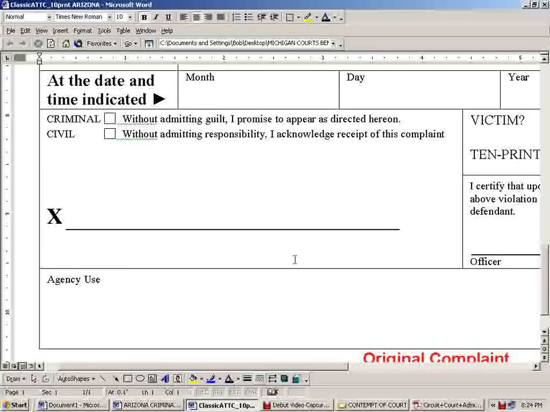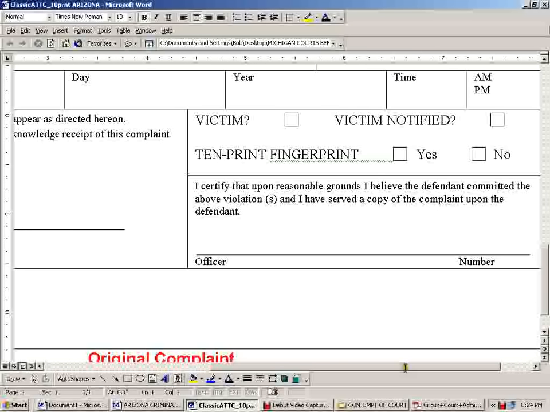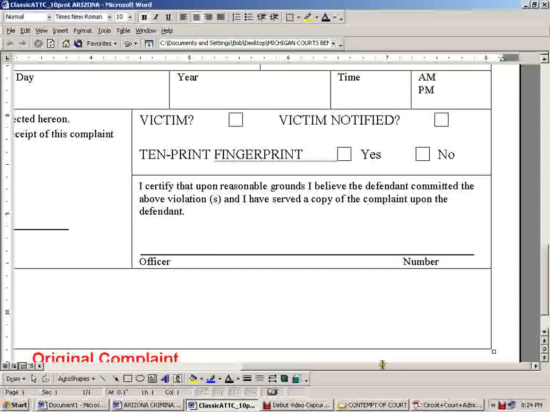Okay, first thing. Last thing. See where it says officer, right? He had better put his signature here and his number. Right? I believe this is where he's supposed to sign it. But his name isn't an initial, right? You wouldn't get away with that. He needs to sign his complaint.